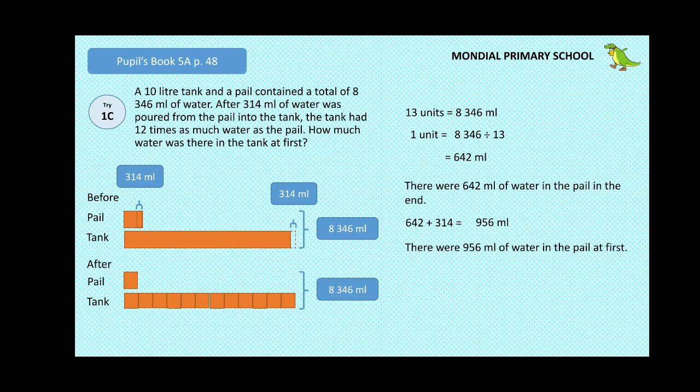Now the last. How can we find how much water in the tank at first? We need to subtract the answer from the total amount of water. Okay, 8,346 minus 956 is equal to 7,390. Well done. Remember to write the sentence. There were 7,390 milliliters of water in the tank at first. Well done. Do you understand so far? Good.